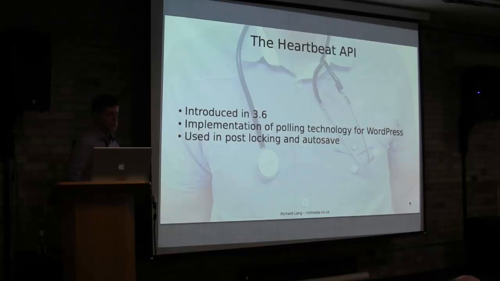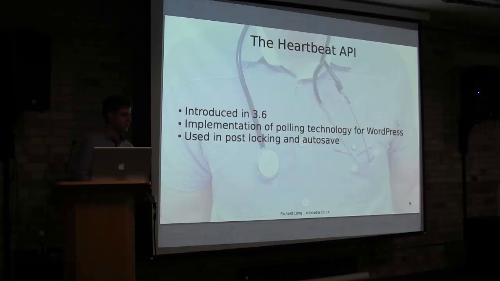Introduces post-locking features in the back end, so if someone else is editing a post, you can't actually edit that post until that lock's released. And basically the Heartbeat API is an implementation of polling technology for WordPress, so it's allowing more user UX experience on for the front end. And I'm just going to give a quick demonstration of how we've actually used this in one of our themes, which you'll see a not so subtle reference to later, to actually implement some of this technology.